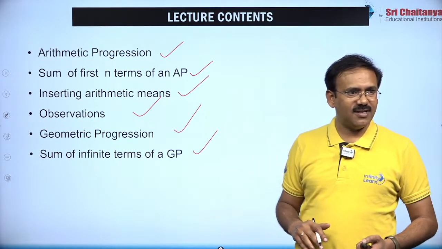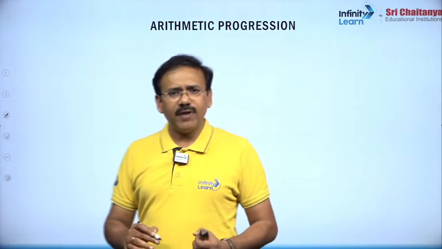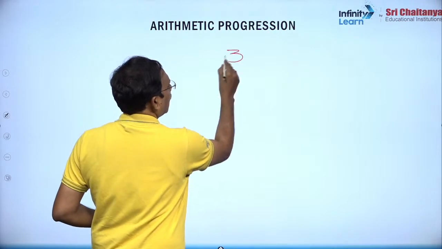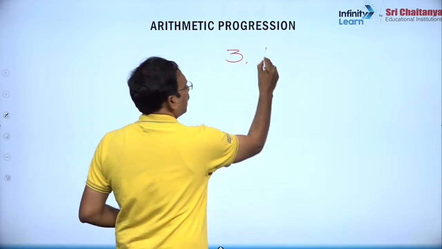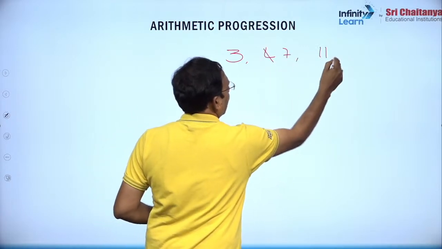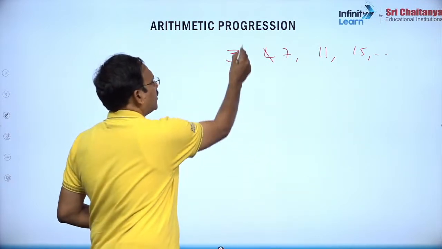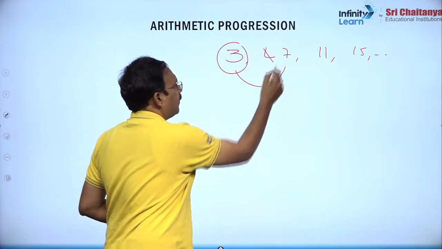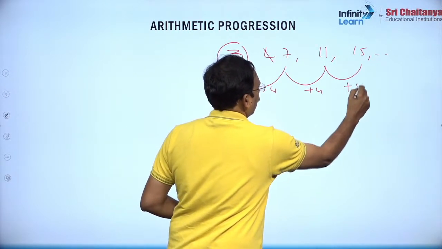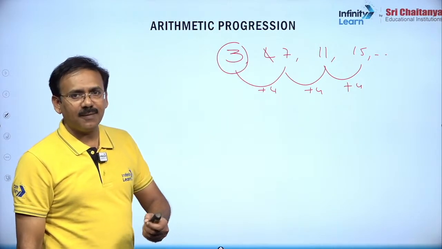Arithmetic progression is very simple, my dear friends. We start with a number, say 3, and keep on adding some number: 3 plus 4 is 7, 7 plus 4 is 11, 11 plus 4 is 15. You see, this is a pattern. We start with a number and keep adding 4 each time. Such progressions are called arithmetic progressions.